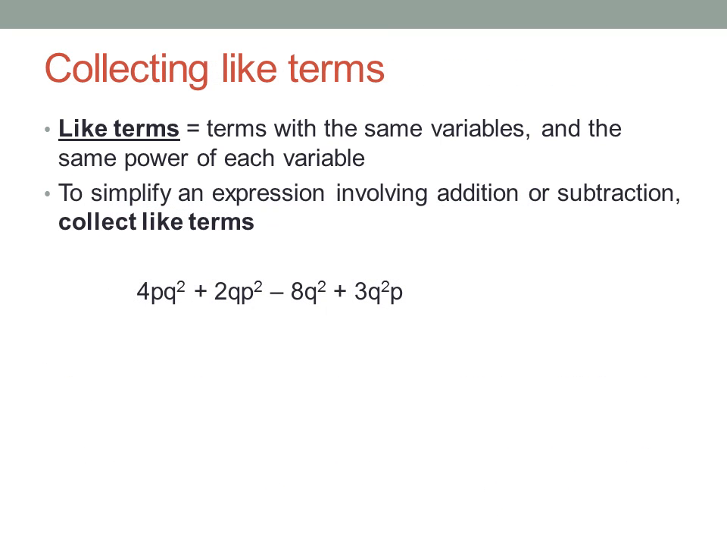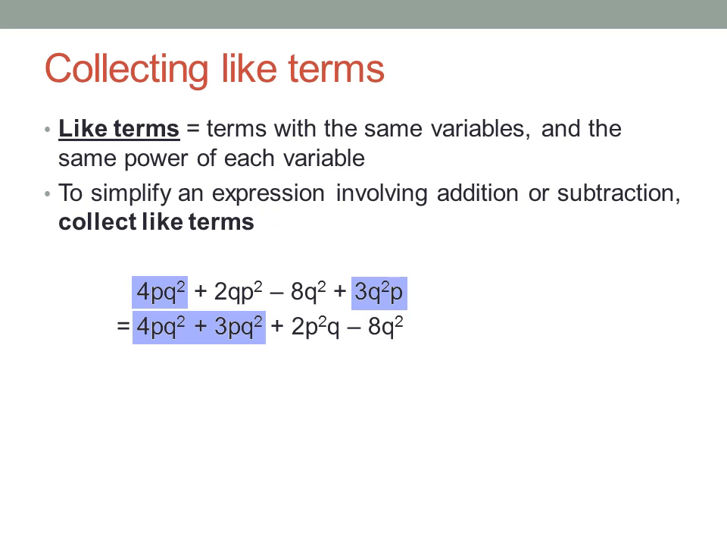Let's try a couple of harder ones. 4pq squared plus 2qp squared minus 8q squared plus 3q squared p. Okay, can you see any like terms? Yes, the pq squared and the q squared p. They're like terms because they both have one p and two q's. But the 2qp squared is not like those. It has one q and two p's. And the 8q squared has two q's but no p.